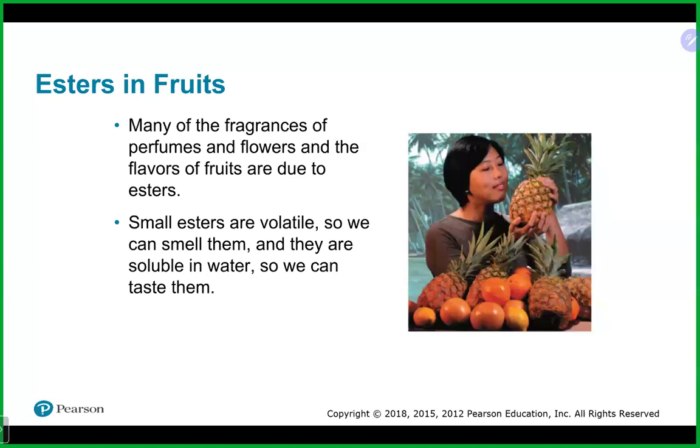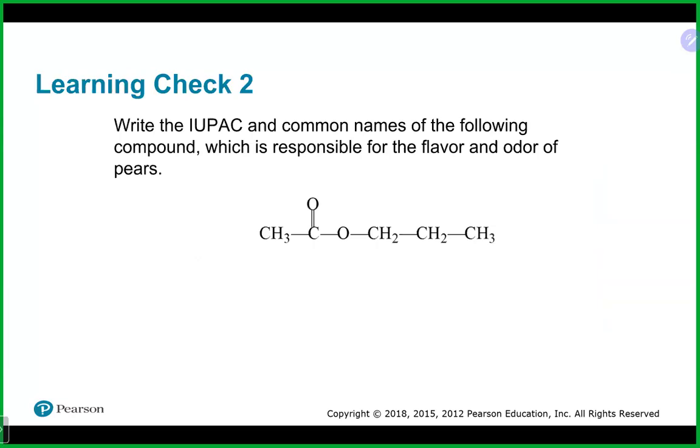Now, as I mentioned, esters in fruits. Actually, here, let's go back. I skipped one there. Why don't you give the name of this? Why don't you also draw some here? Why don't we draw propyl hexanoate. And why don't you draw butyl.